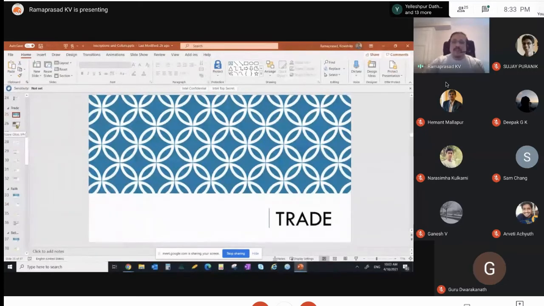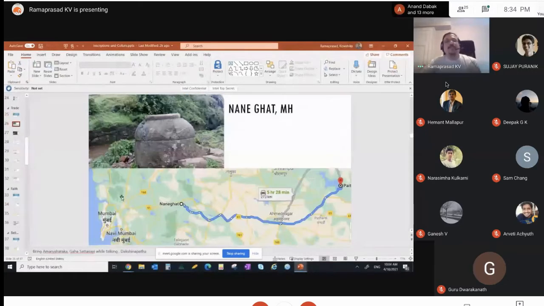Okay, coming to trade. We just saw the mention of a trader from Vaijayanti building a Chaitya in Karle. And here is something from Naneghat. Just a question, does anyone know what this is?